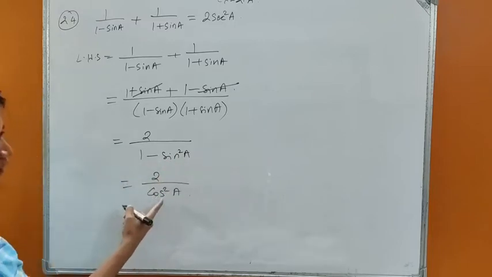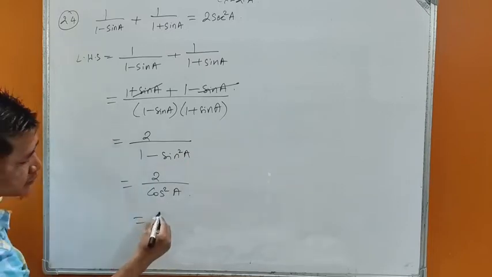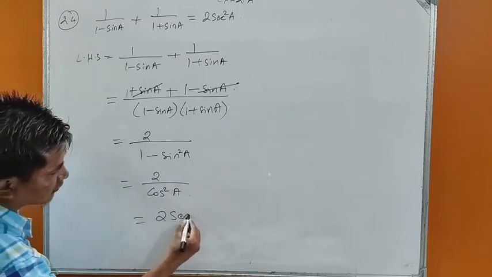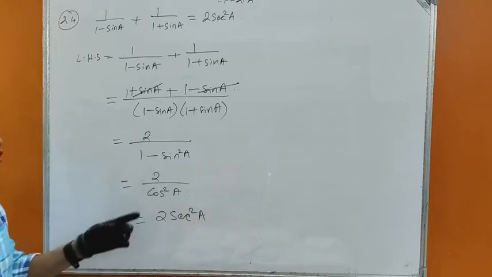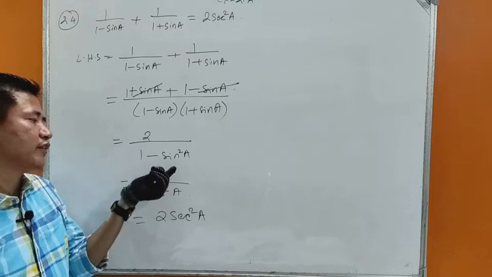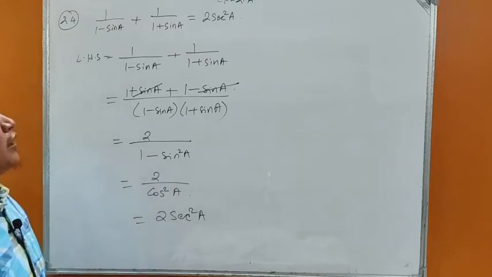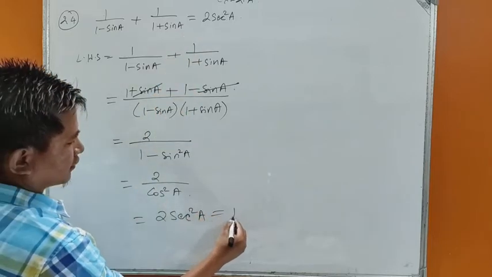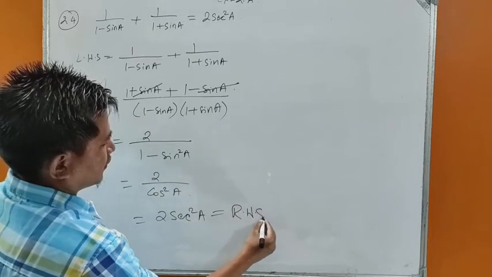So cos square A is in the denominator. If you take it to the numerator, it becomes sec square A, because cos and sec are the reciprocal of each other. So cos square A when it goes to the numerator becomes sec square A. So this is the right hand side, isn't it? Equals RHS. Hence proved.